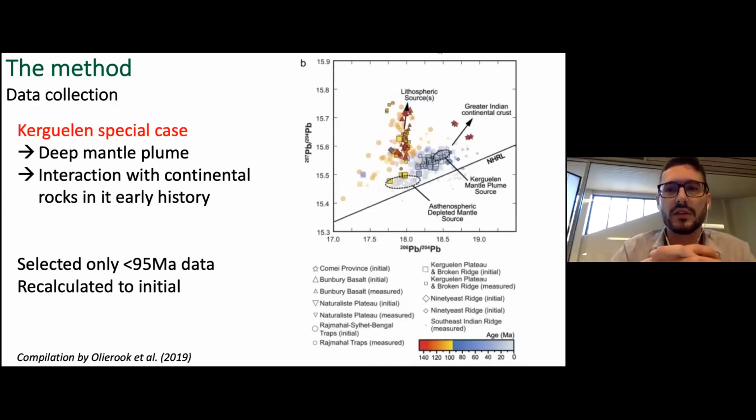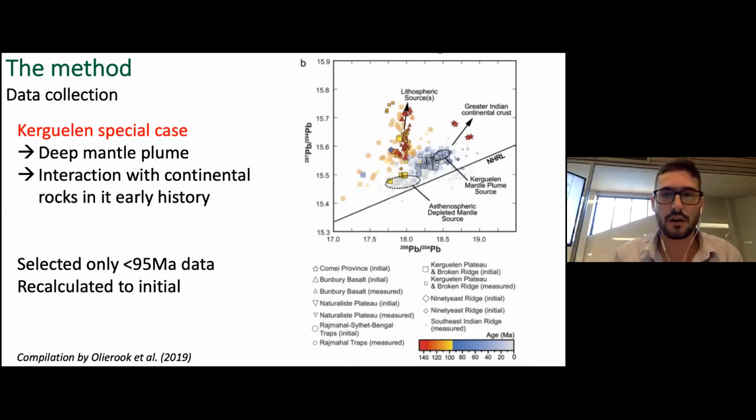Something I need to mention here: in the filtering process, once we get the samples from Kerguelen, we see some complication. Kerguelen is characterized as a deep source, but we know that in its early history, the large igneous province had an interaction with the continental rocks, because the Kerguelen plume is responsible for the breakup of Gondwana. In a recent compilation by Olierook et al. in 2019, they demonstrate that all the rocks older than 95 million years are contaminated by the crust. So these have been excluded from our compilation, because their composition did not reflect the plume but the interaction with the continental crust. And once again, we did that for every hotspot to make sure that we don't have complications based on that.